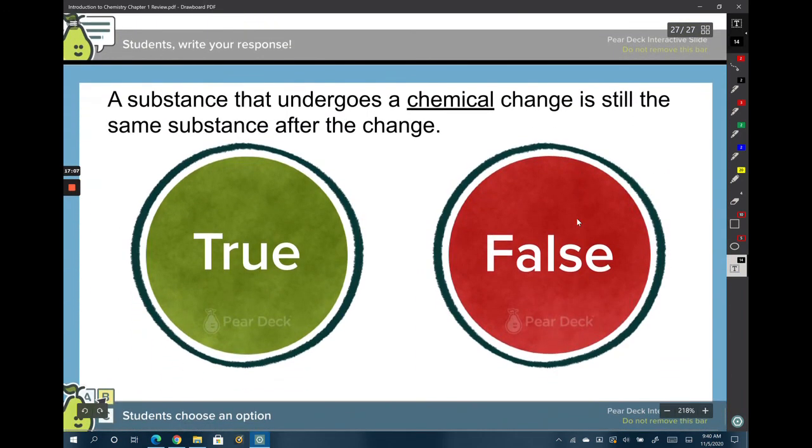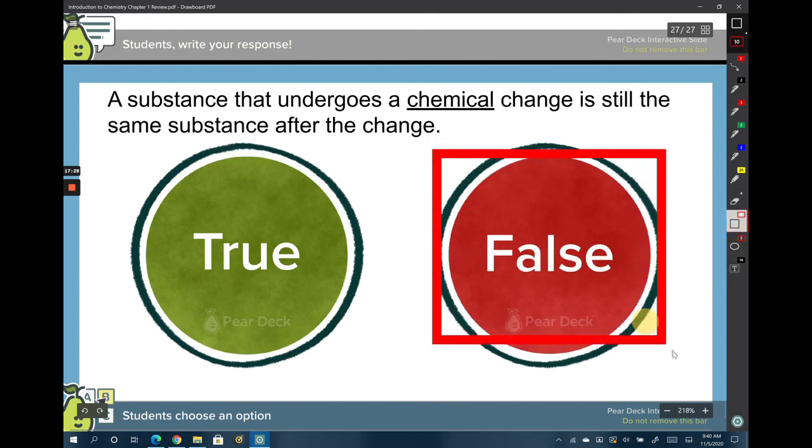A substance that undergoes a chemical change is still the same substance after the change. Since that is an underlined word, we need to change it to make it true. So a substance that undergoes a chemical change is the same substance. That statement is false. It would be a substance that undergoes a physical change is still the same substance after the change.